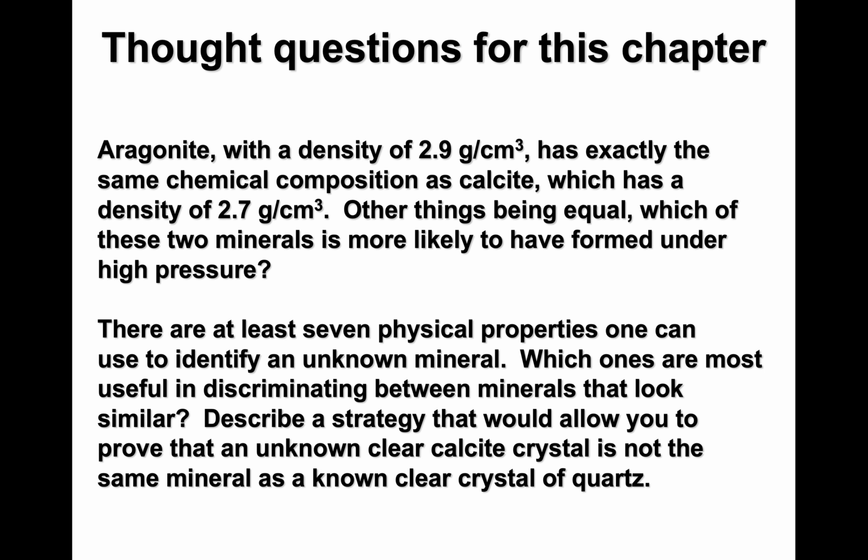There are at least 7 physical properties one can use to identify an unknown mineral. Which ones are most useful in discriminating between minerals that look similar? Describe a strategy that would allow you to prove that an unknown clear calcite crystal is not the same mineral as a known clear crystal of quartz. Just think about it, write down an explanation, and send it to me.